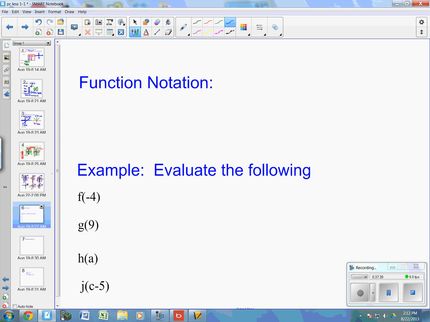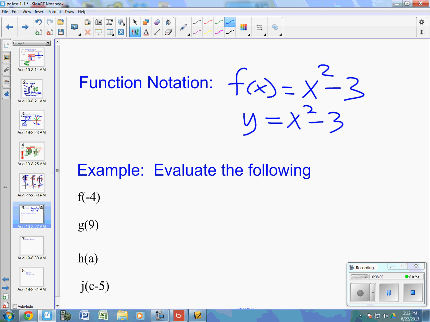How many of you guys know what function notation is? Okay, function notation is when we use an f of x. Let's say I have f of x equals x squared minus 3. If a relation is a function, we can replace y with f of x, or g of x, or h of x, or j of x, whatever you want to call it. We give it a name. So one of the things that's nice about function notation is you can come up with different names for a function. F, G, H, whatever.